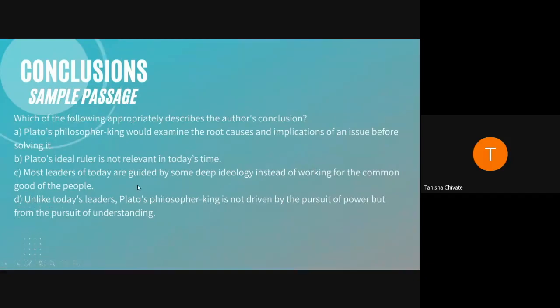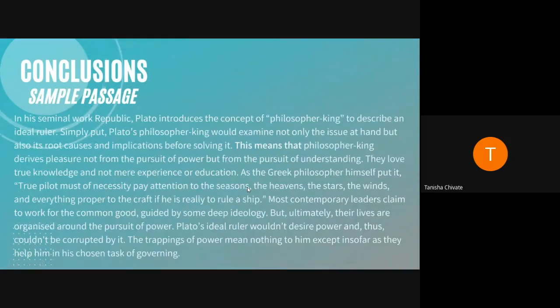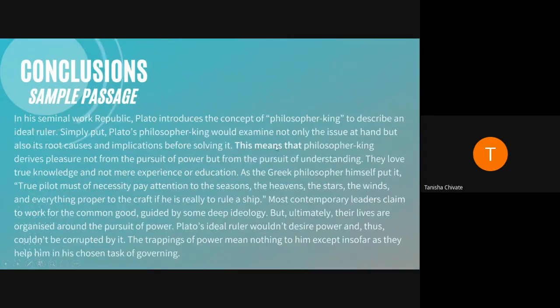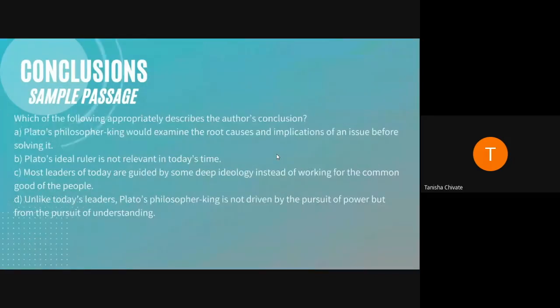C, most leaders of today are guided by some deep ideology instead of working for the common good of people. Now, this is a valid premise. It's mentioned in the passage, but it's not the main reason why the author wrote it, right? So D, unlike today's leader, Plato's philosopher king is not driven by the pursuit of power, but from the pursuit of understanding. Now I go back and I see this means that. I see this keyword of mine, and I know that this is the main reason why he wrote it. And he also talks about other rulers. He talks about contemporary leaders. So therefore, D is the correct option because it's the most comprehensive way of stating the conclusion. And it's the only correct answer.